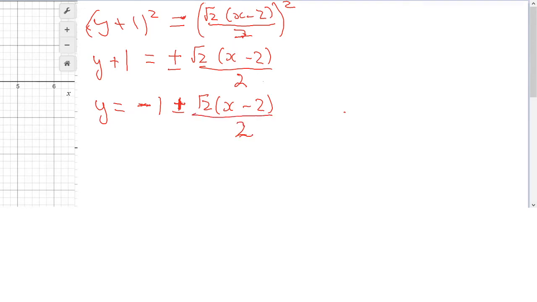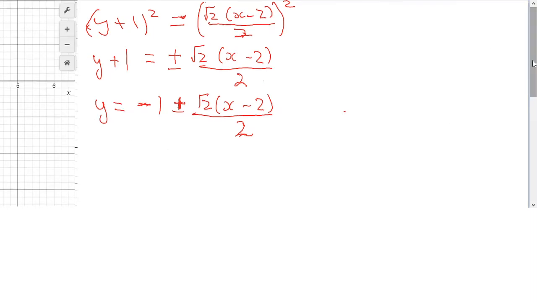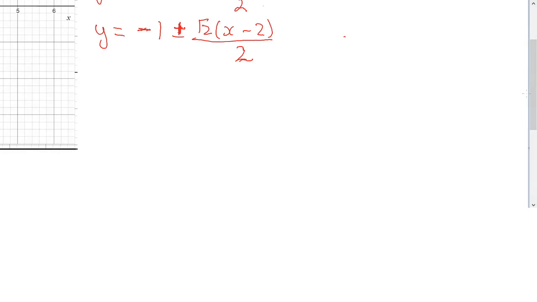Now, in terms of drawing lines, that is not a form that I'm used to seeing. I'm used to seeing y equals mx plus c. So what I'm going to do is write it in that form. The gradient, m, is going to be, well, one of them is going to be plus root 2 on 2 times x. And if I'm taking the positive one, the next bit will be minus 2 over 2, so it's just minus 1.